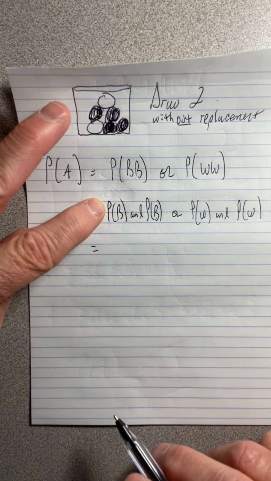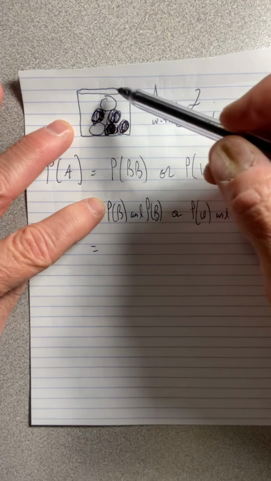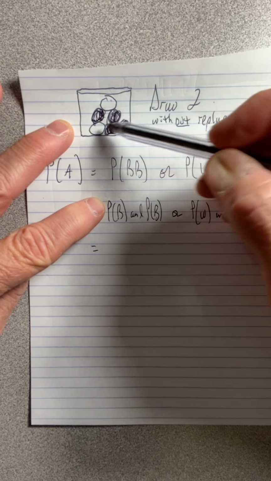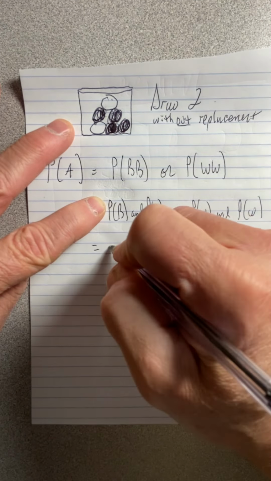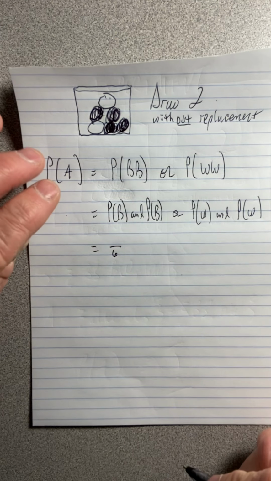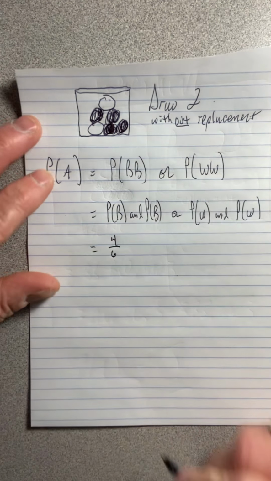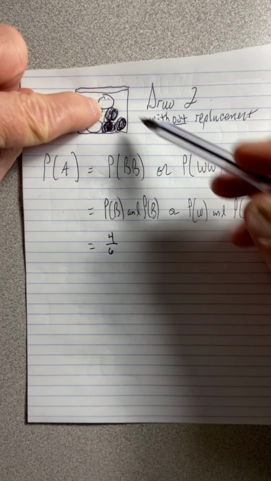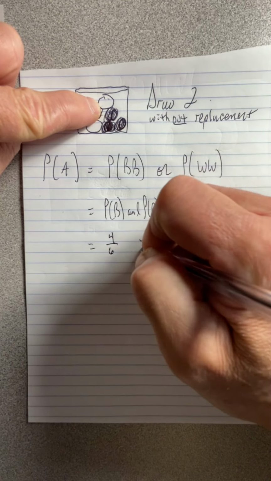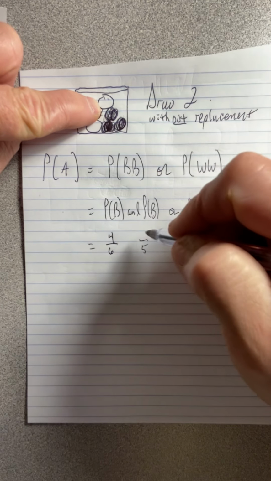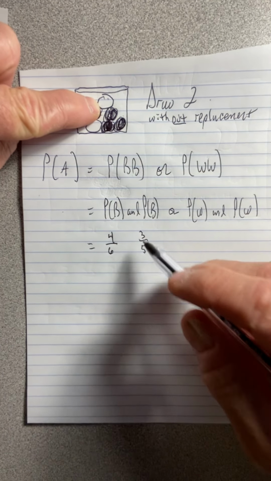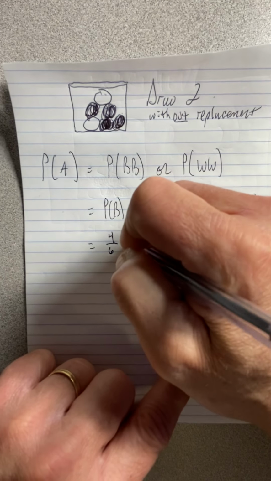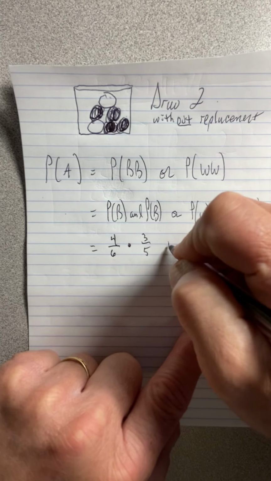So what is the probability that I get a black on the first draw? Notice there's 1, 2, 3, 4, 5, 6 marbles. So there's 6 total chances and 4 of them are black. Now I've taken one of the blacks out, so that leaves only 5 balls left, and 3 of them are black. So there's 3 chances out of 5 that the second one is black. And when you hear "and," we multiply. So we're going to multiply here. And with "or," we're going to add.